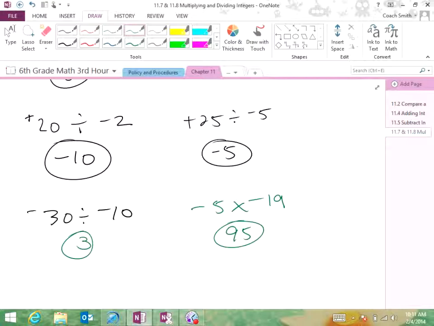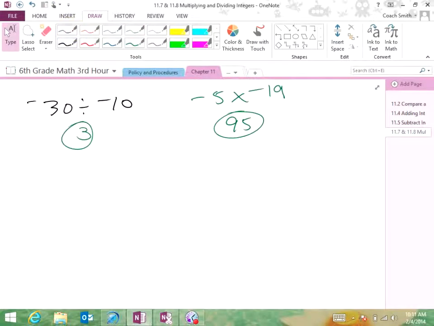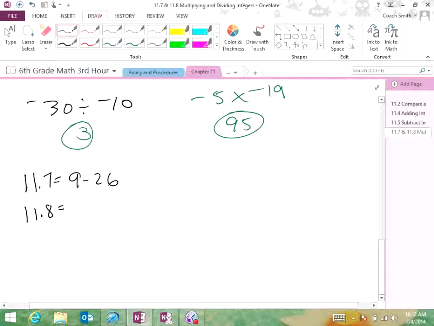Okay. So, short lesson today. I'm going to turn you loose on your homework. 11.7, there's 2 sections of it, but you've got the majority of the class left to get it done. 11.7, 9 through 26, and 11.8, through 32.